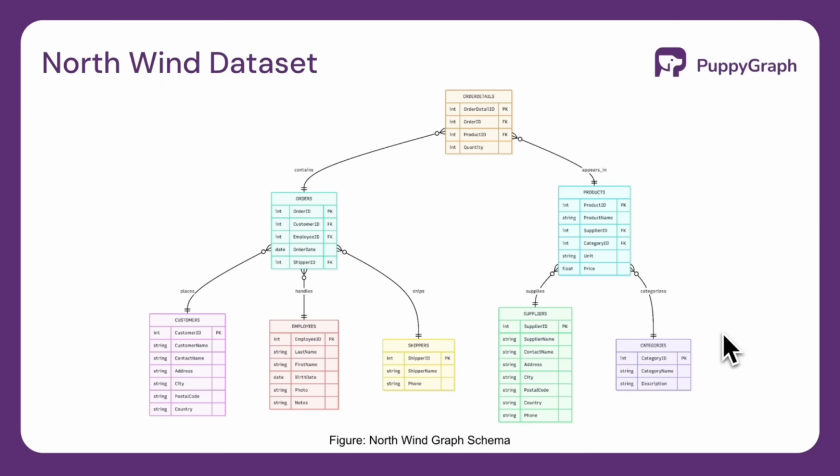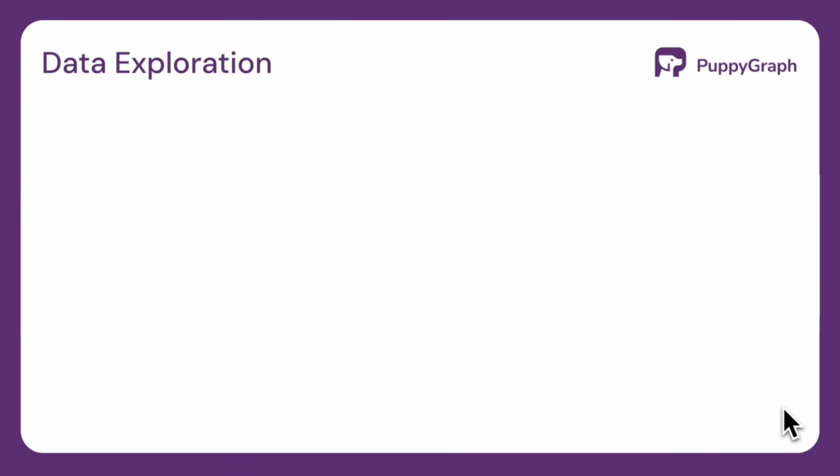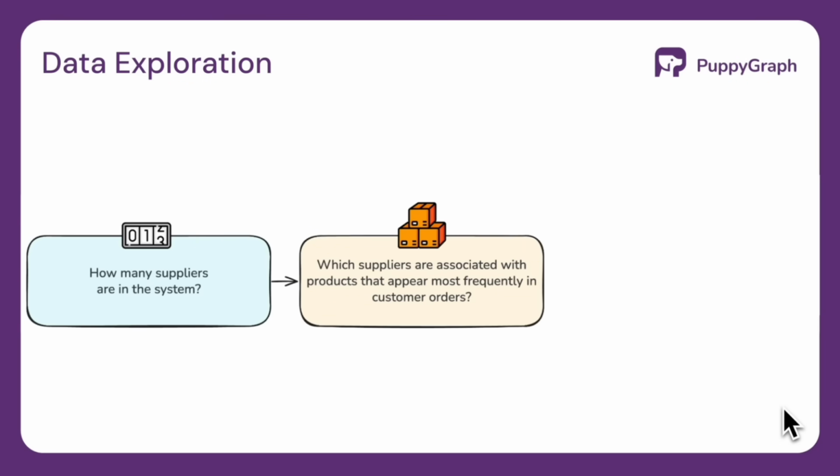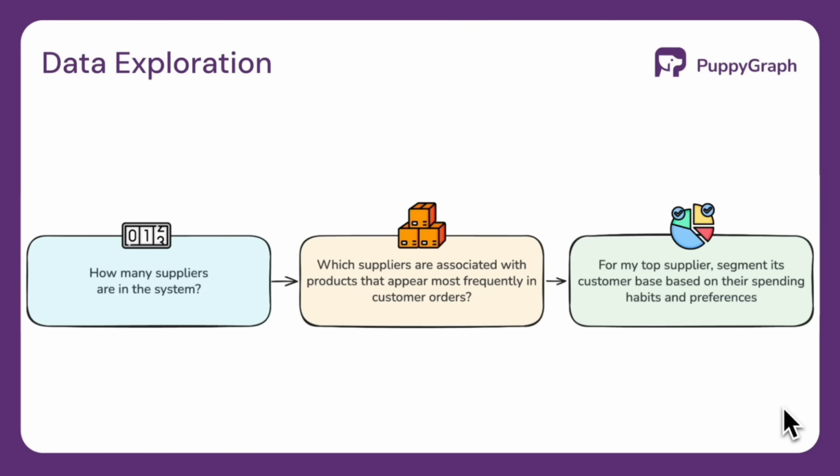For today's demo, we'll be using the Northwind graph example provided by PuppyGraph. It's a classic retail dataset that shows how orders move throughout the supply chain, from supplier all the way to the customers. We'll be exploring our data through a variety of queries, from simple aggregations to more complex questions. More specifically, we'll be asking, how many suppliers are there in the system? Which suppliers are associated with products that appear most frequently in customer orders? And for my top supplier, segment its customer base based on their spending habits and preferences.